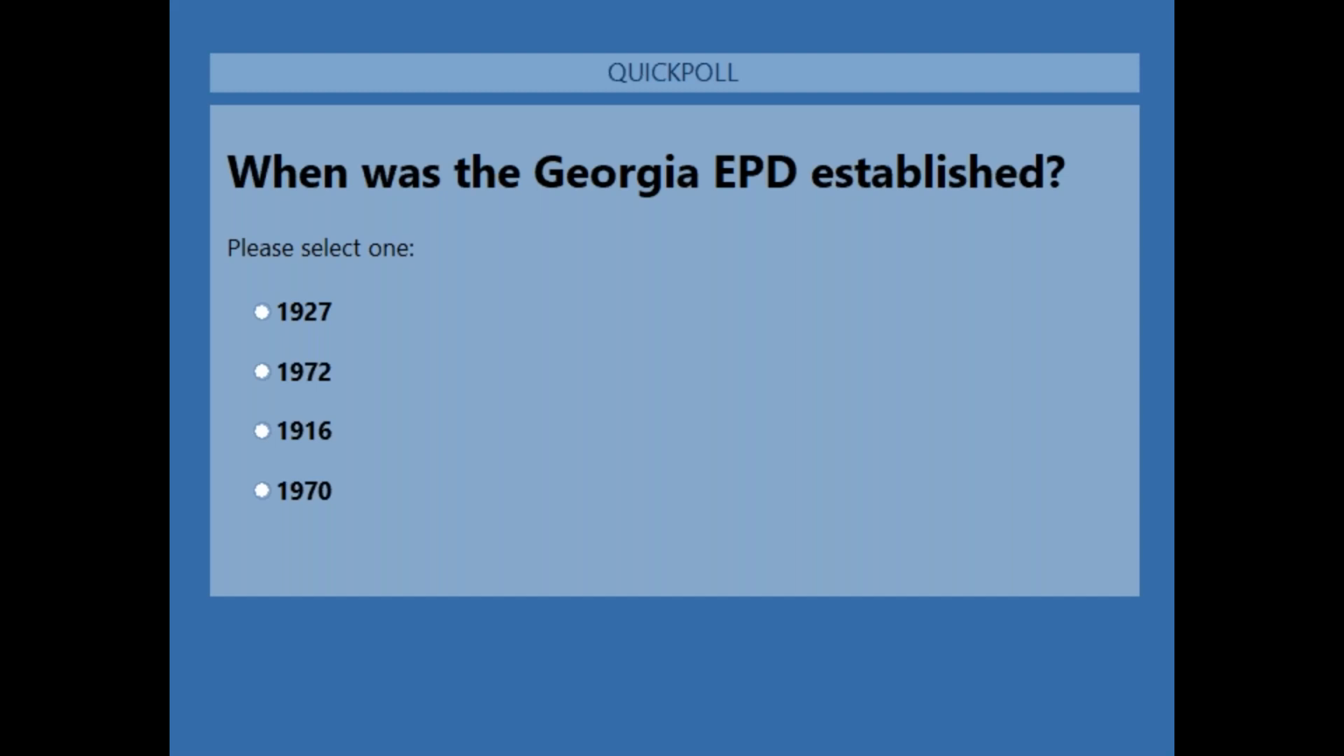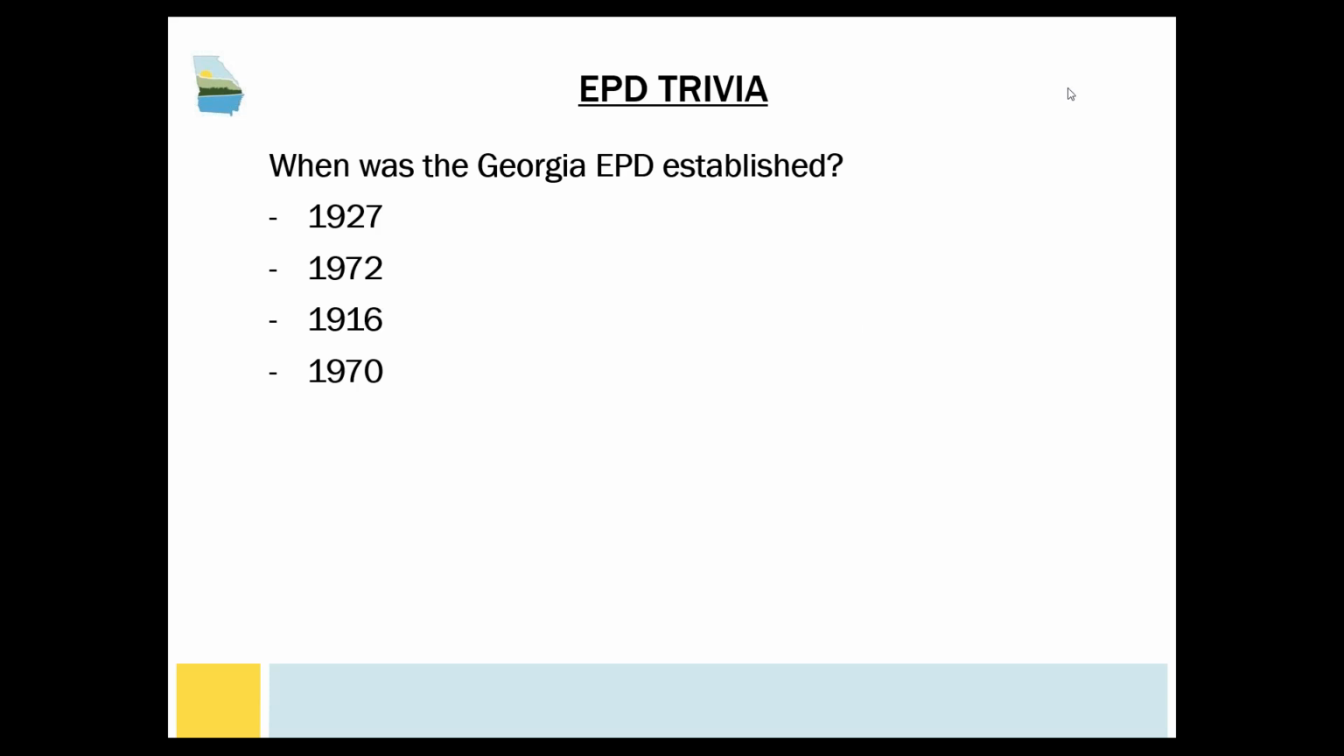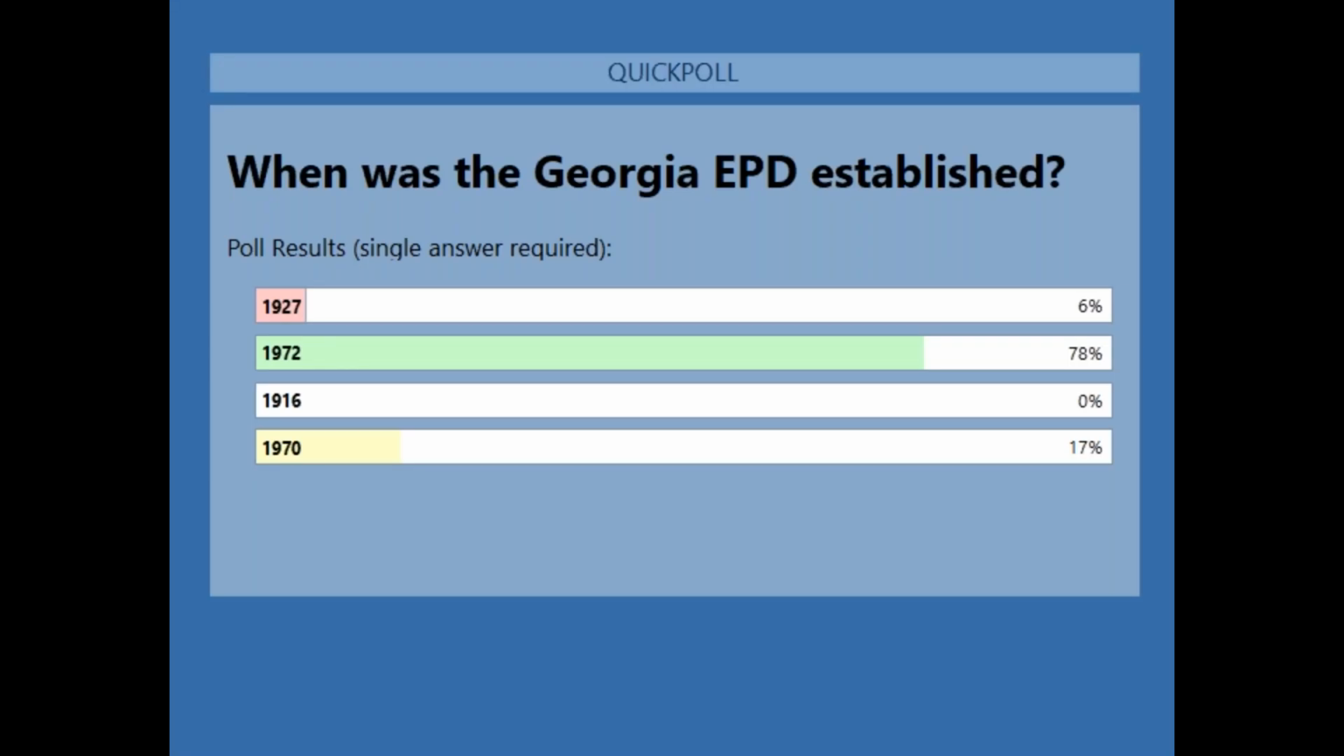So if you would go ahead and click the radio button next to the year you believe that Georgia EPD was established and go ahead and submit your answer, we'll look at the results once we are finished. So I see some responses coming in. Just gonna wait a few more seconds. Looks like more people are submitting. Right, and we will close this poll in 3, 2, 1. All right, Christine, looks like 78% voted for 1972 and 17% for 1970 and 6% for 1927.